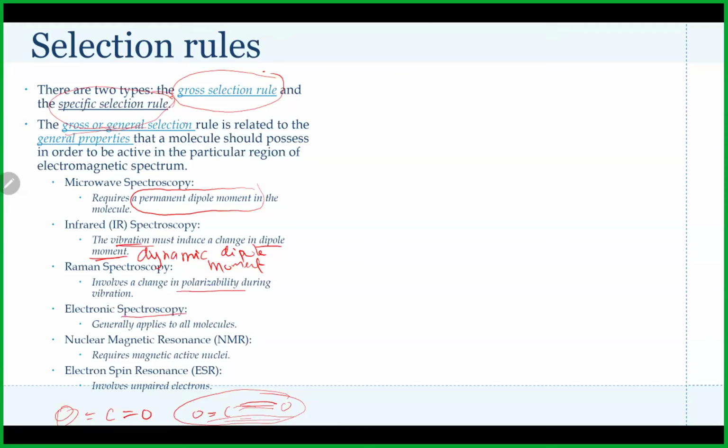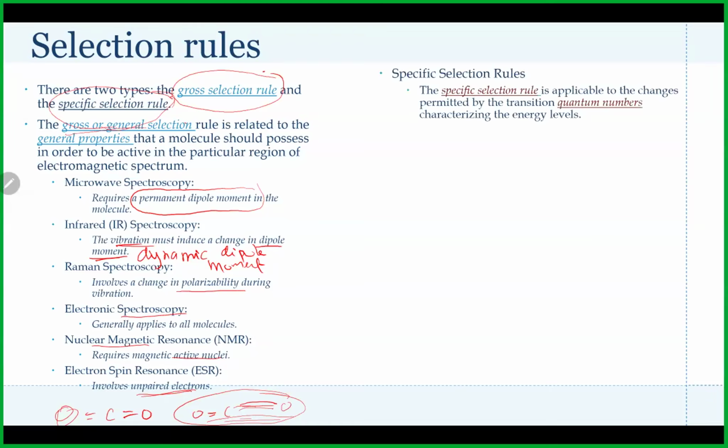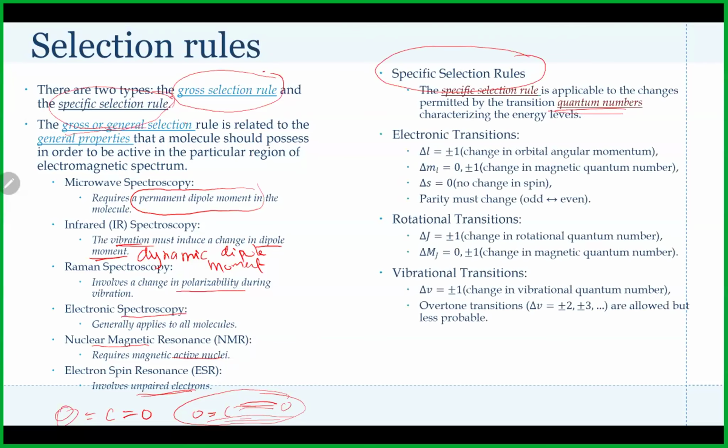Electronic spectroscopy, you can study any form of molecule with it. Nuclear magnetic, active magnetic nucleus, and unpaired. This one requires unpaired electrons. So again, gross selection rule is related to the general properties that a molecule should possess. On the other hand, specific selection rule is related to the quantum numbers that describe the state of the molecule.